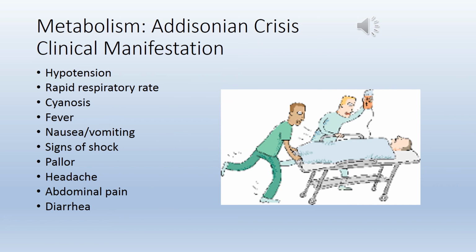In the concept of metabolism, there is an exemplar of Addison's disease. Within Addison's disease, as the disease progresses, Addisonian crisis develops. This condition is characterized by hypotension, cyanosis, fever, nausea, vomiting, and classic signs of shock. The patient may also have pallor, complain of headache, abdominal pain, and diarrhea. They may also show signs of confusion and restlessness.